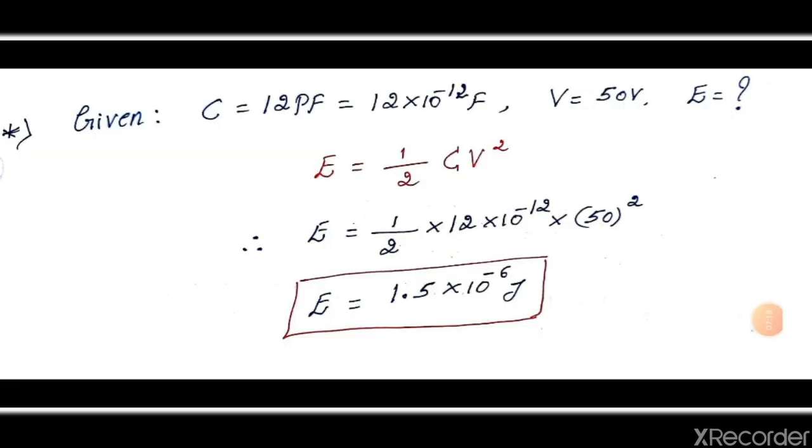See, these are the data given. Capacitance value 12 picofarad, voltage is 50. We have to find the energy. We know this energy formula: the energy stored in a capacitor is half CV square. We will take U is equal to half CV square, or energy E is equal to half CV square. Substitute the C and V values. So you will come to know the energy stored in the capacitor. That is 1.5 into 10 power minus 6 joules.